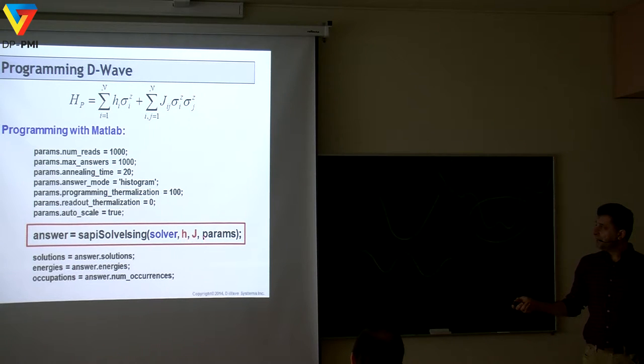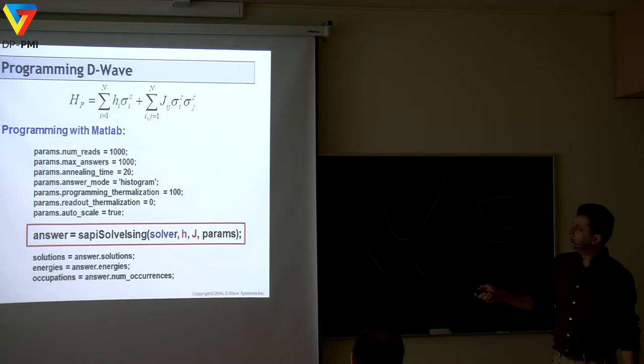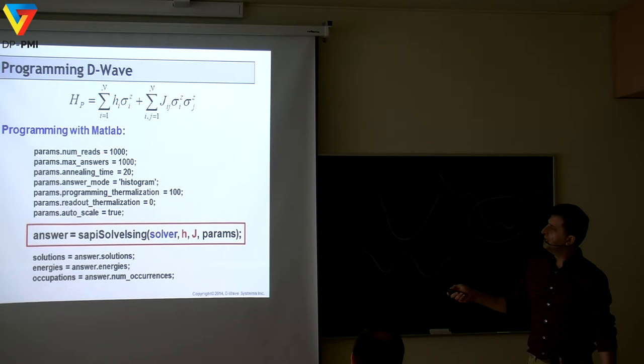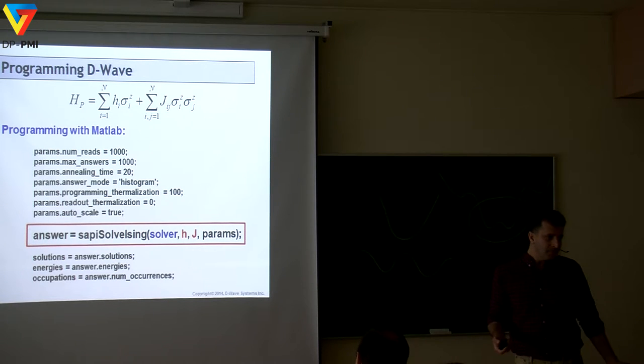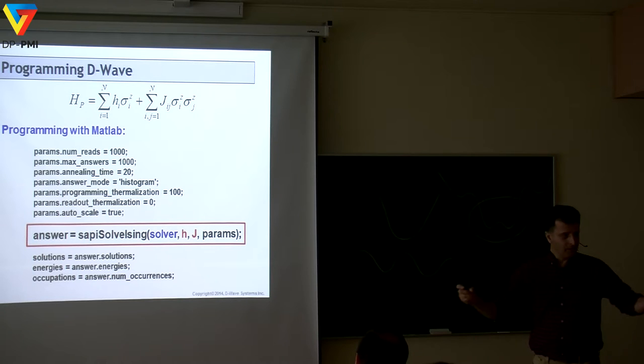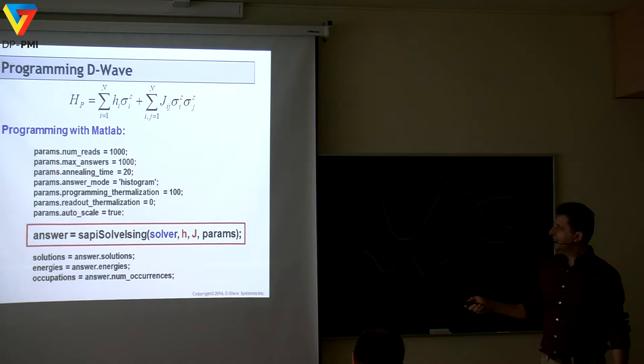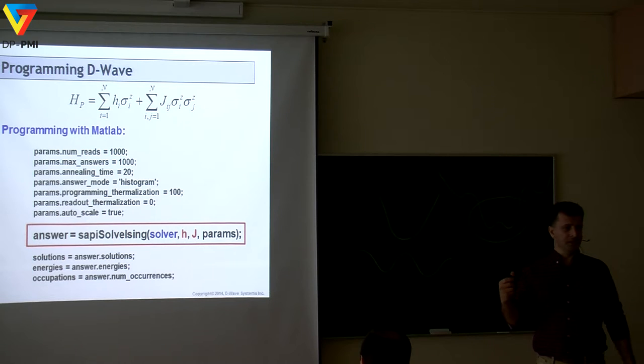You introduce H and J. H and J are the coefficients of sigma z and the coupling. You introduce a vector and a matrix, basically. And then you introduce some parameters. I'm asking that I need the machine to run this H and J, this Hamiltonian, 1,000 times. And I want it to give me all 1,000 answers with 20 microsecond annealing time.